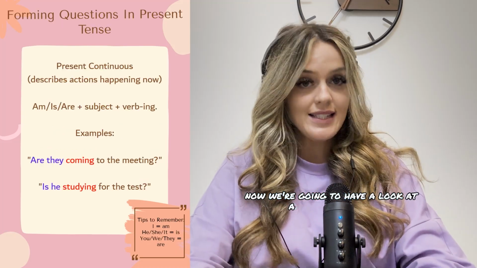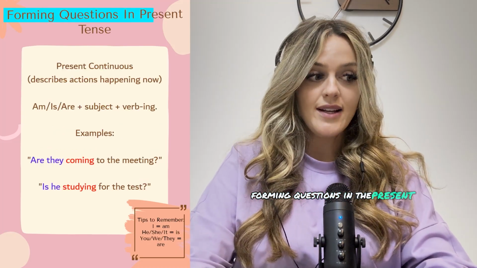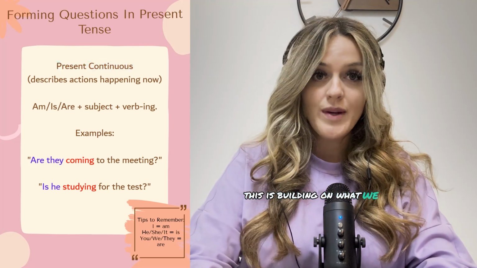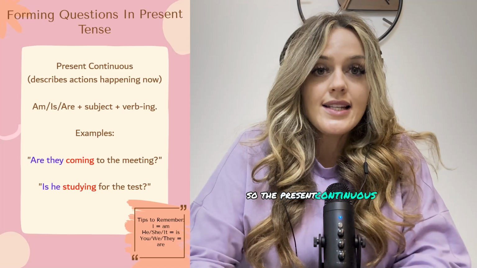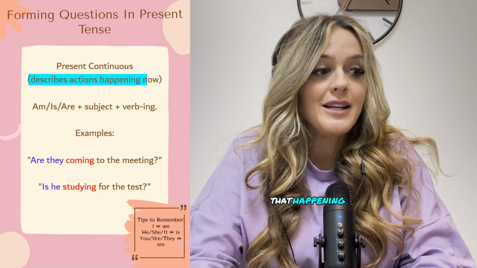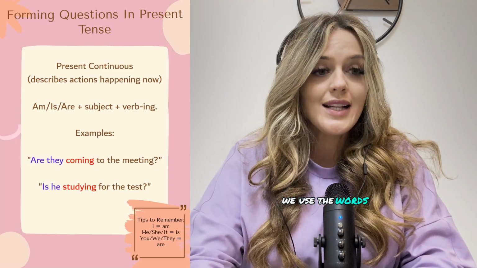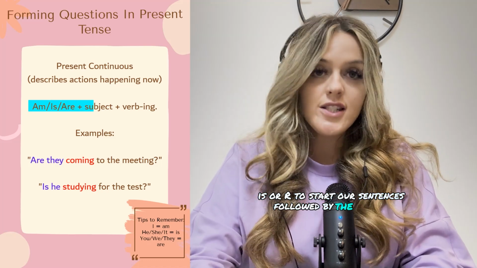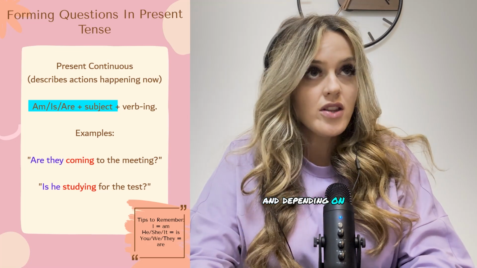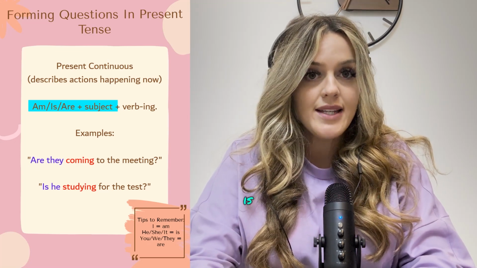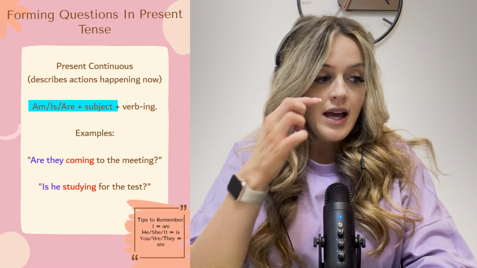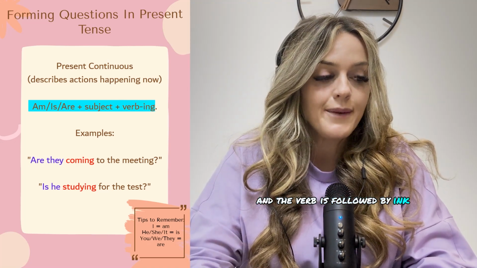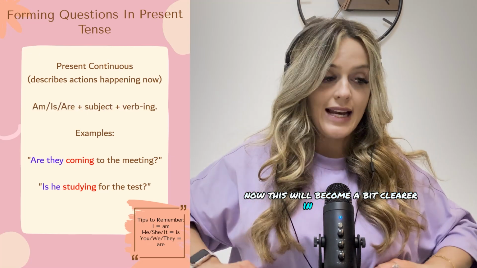Now we're going to have a look at a different way of forming questions in the present tense. And we're going to use the present continuous. Again, this is building on what we did last week. So the present continuous helps us to describe actions that are happening right now. We use the words am, is, or are to start our sentences, followed by the subject, and depending on the subject, that will determine if you use am, is, or are. We'll go into that in a second. And then we follow that with the verb. And the verb is followed by ing. Now, this will become a bit clearer in a moment.